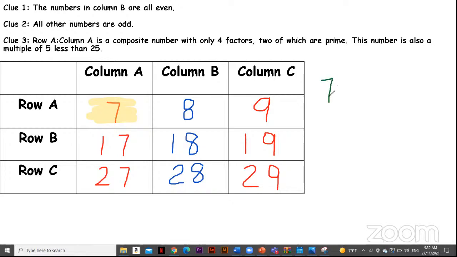Can you help me? What are the factors of 7? Brianna says it has only 2 factors. Alvarine says it doesn't have more than 2 factors. Good.